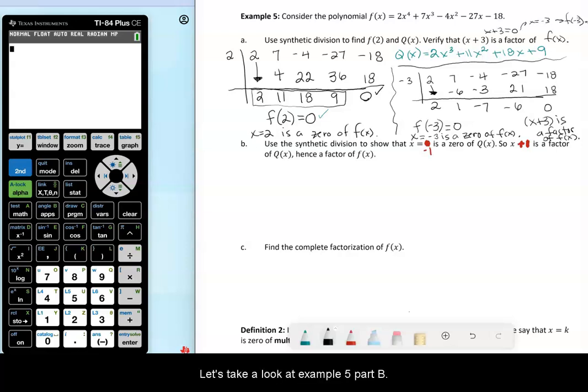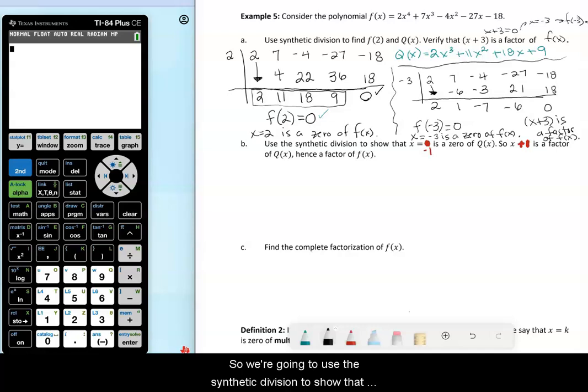Let's take a look at example 5, part B, in our section 2.2. Now, I want to start off by apologizing. What's in your workbook is not correct. Your instructions say in your workbook, use the synthetic division to show that x equals 2 is a 0. And it goes on to say, so x minus 2 is a factor. Those numbers are incorrect. I have written in red on this problem what your workbook is supposed to say.